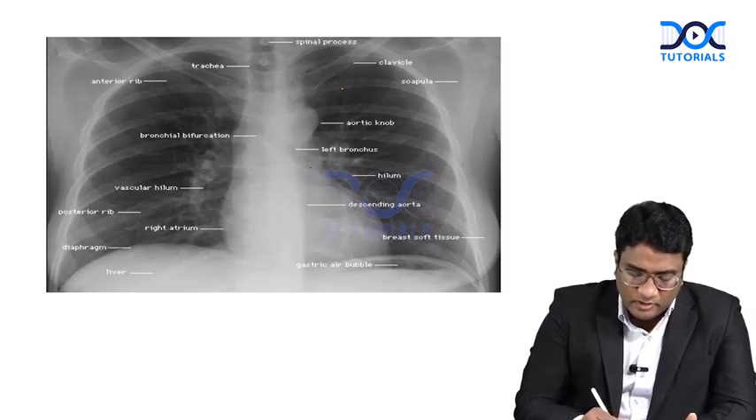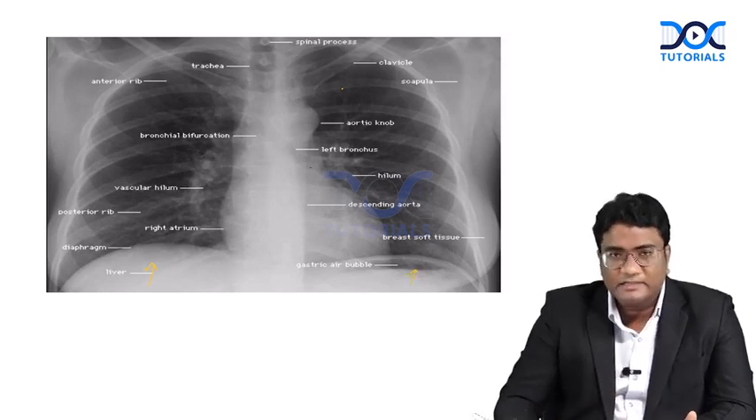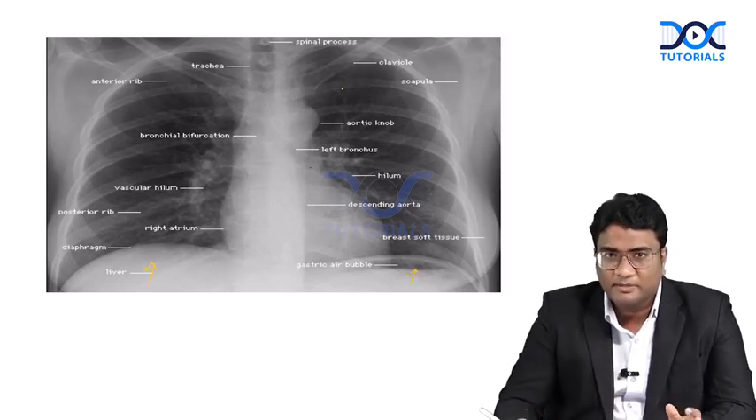You will not see any air under the right hemidiaphragm, but you will see air under the left hemidiaphragm. This is your gastric bubble. Air under the left hemidiaphragm is because of the gastric bubble.